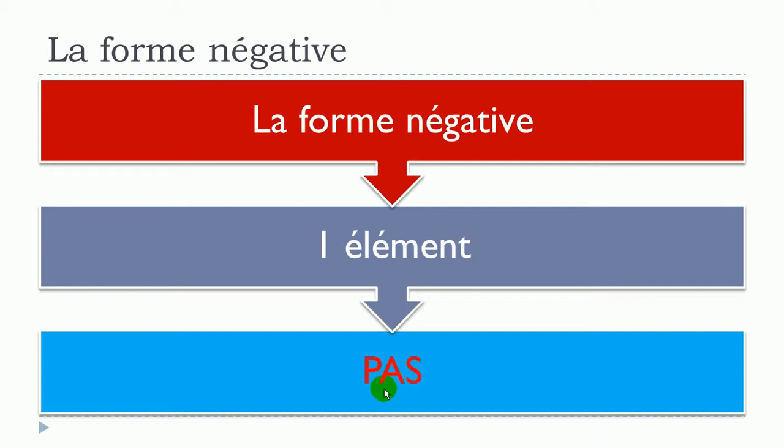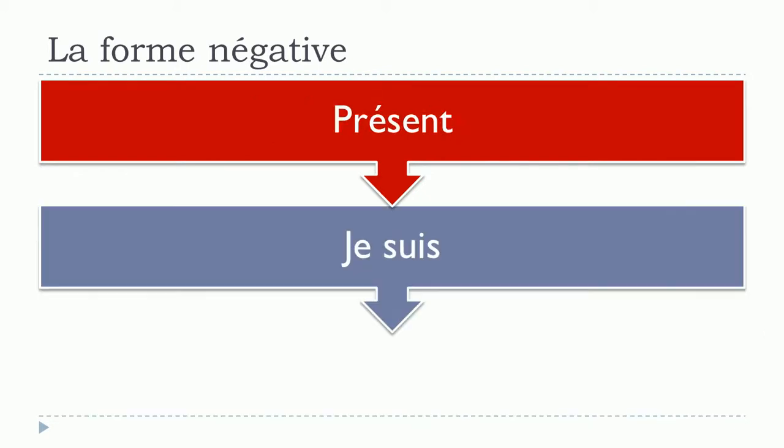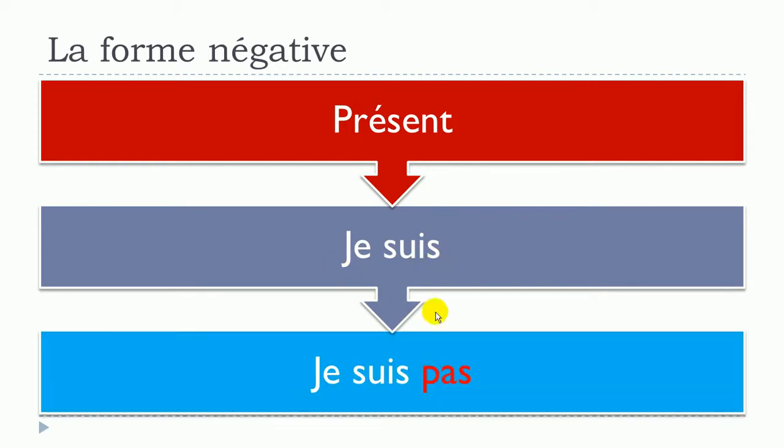So it's spoken French, it's not in formal situation, because of course in formal situation you will have to keep the two parts, okay? But then if you are listening to, well, youngsters, they won't use the first ne part, okay? So let's see how it will look like. Je suis, okay, will become je suis pas.